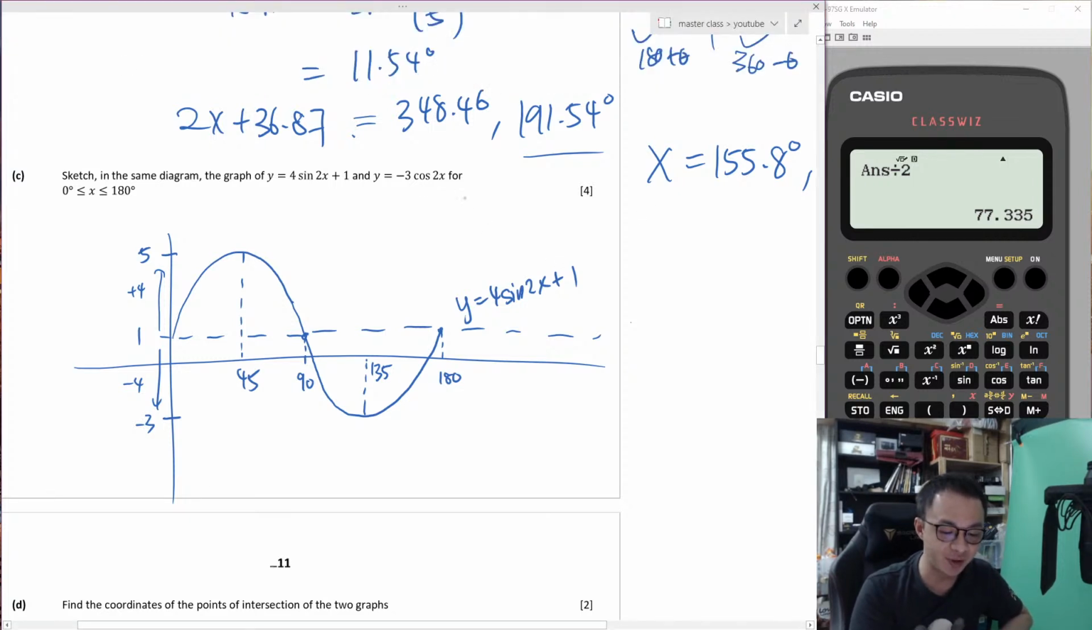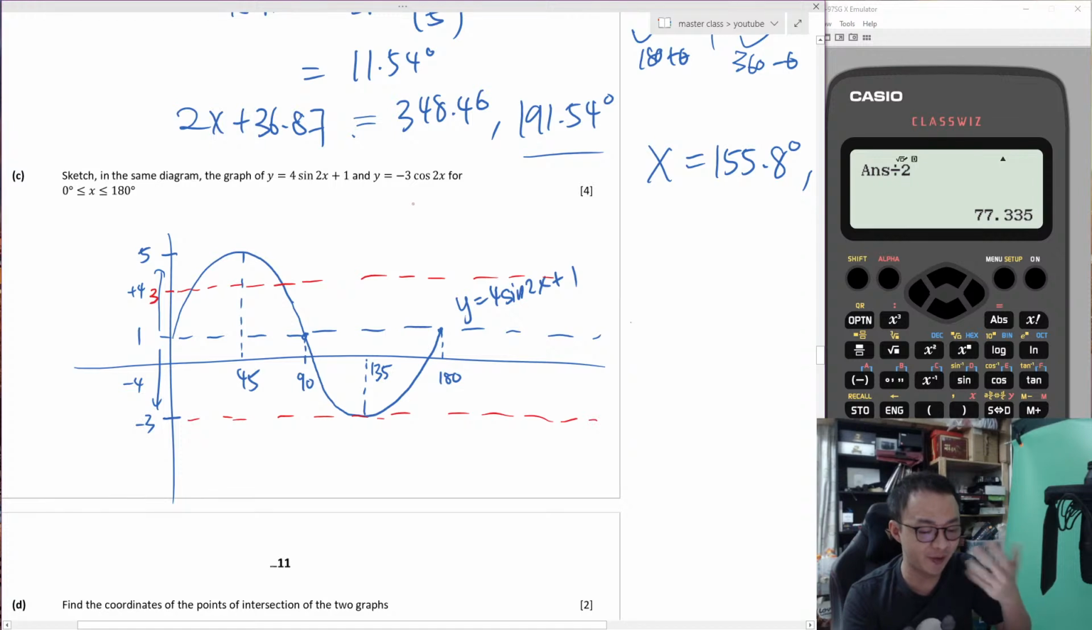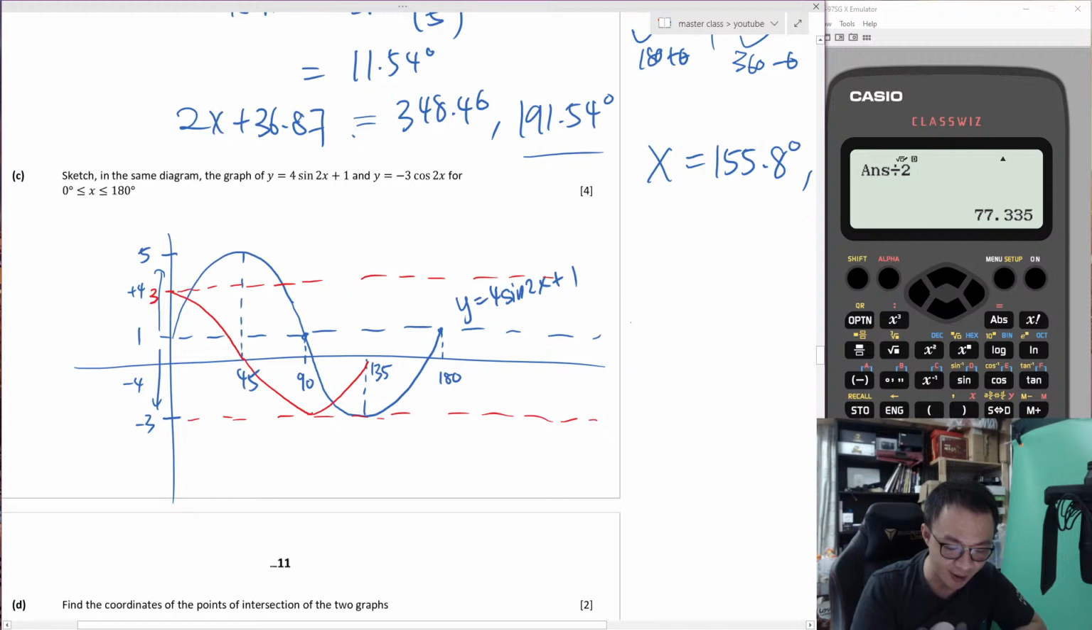Negative 3, so the amplitude will be 3. So I will go from negative 3 to positive 3, somewhere here. Okay, this is 3 here. So my maximum will be here and my minimum will be here. Because there's a negative, it's just flipped over. It's 2x also, so I should touch 0 at 45 degrees, then touch here at 90 degrees, and then touch this one at 135. I must intercept all these coordinates.